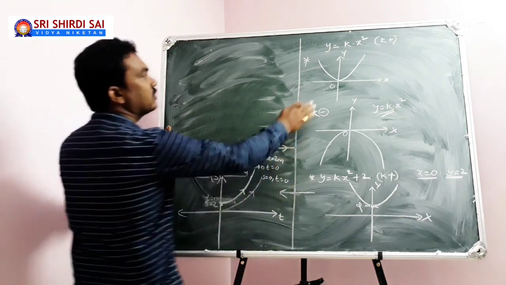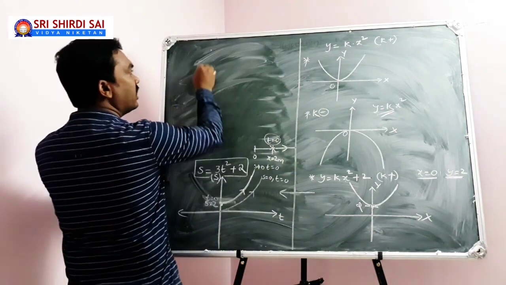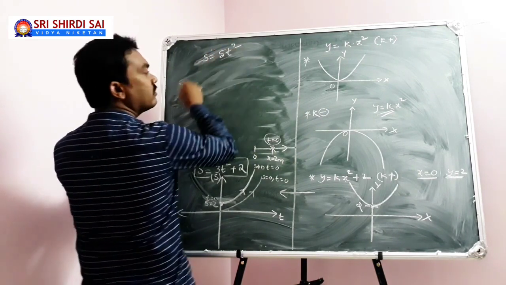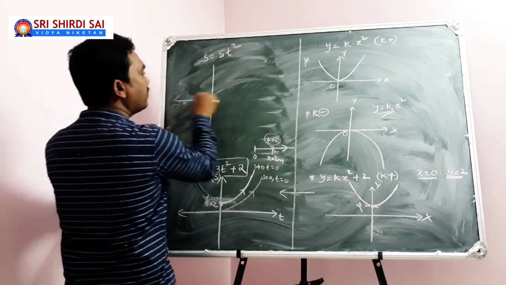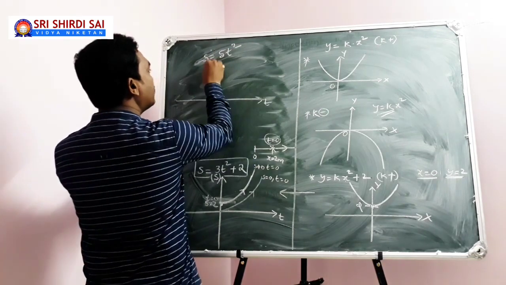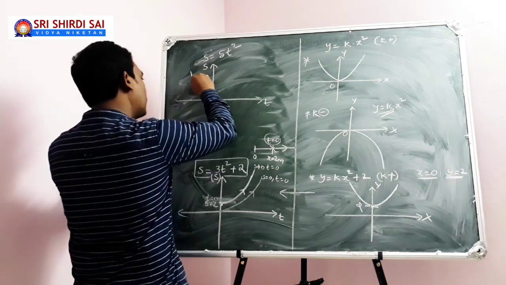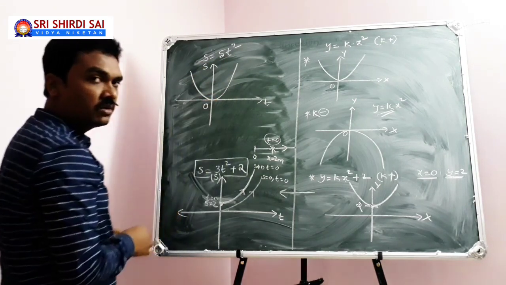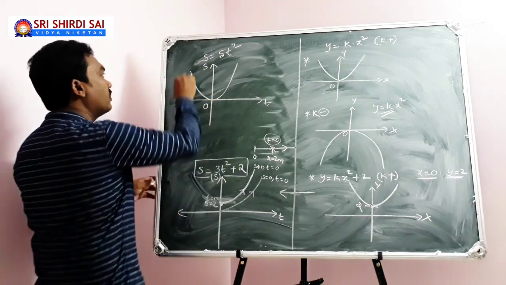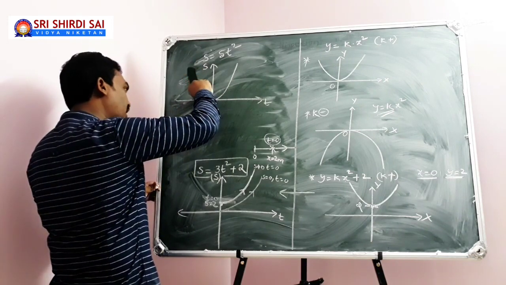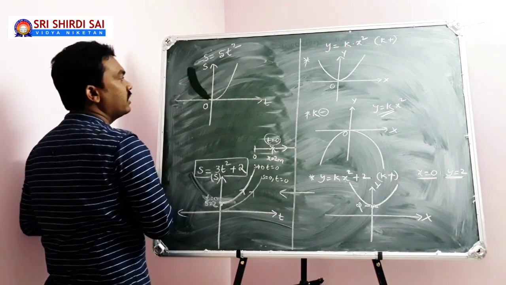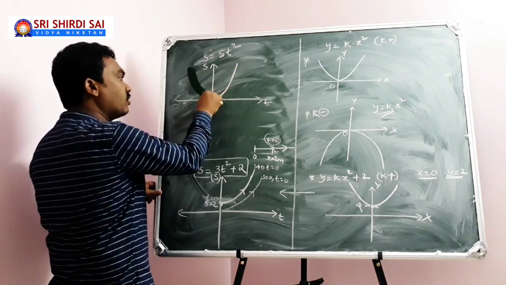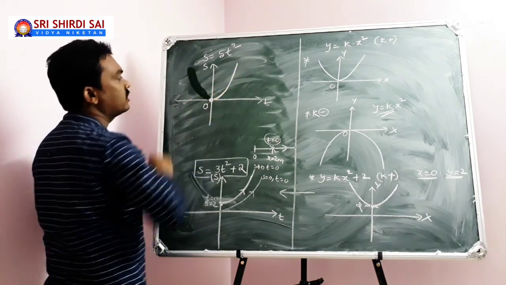Now look at this. If you are talking about s equal to 5t square, then your displacement versus time graph is a parabolic curve that is passing through origin. But I have told you, time can never be negative, so your curve does not exist in the second or third quadrant. That's why your curve will be a parabolic curve passing through origin, symmetric about the y-axis, but like this.